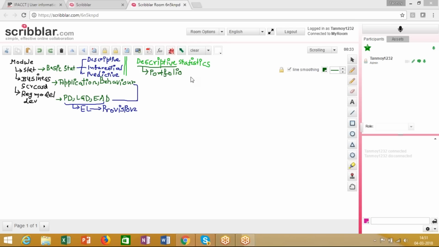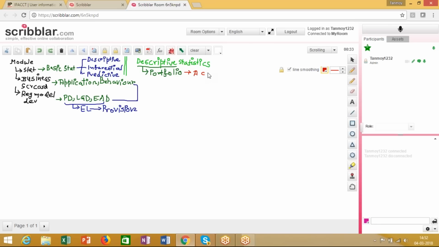So what are we trying to do in a portfolio analysis? We are trying to describe the state of a banking business. Before going into that, let's try and understand what exactly a portfolio is. When I talk about the portfolio of a bank, I'm just talking about a collection of loans.